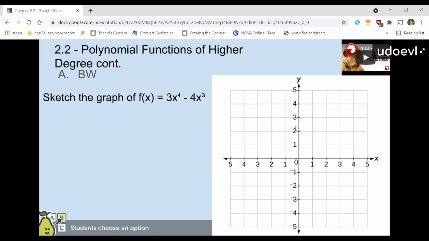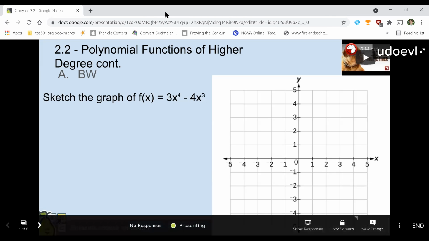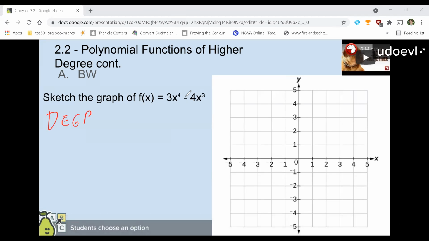Okay, so again, this is at the bottom of your third page of notes. Can anyone tell me, first off, what is the degree of this function? It is 4. Why is it 4? That's the largest power exponent. Yeah, that's what we're looking for. And that is an even number. Our lead coefficient then would be 3, which is a positive number.